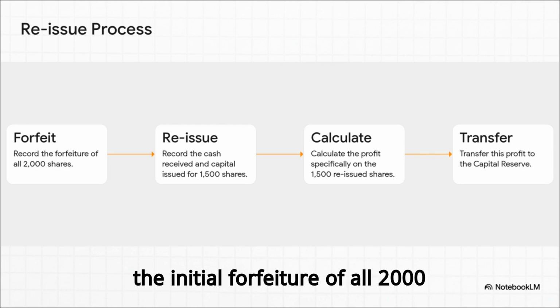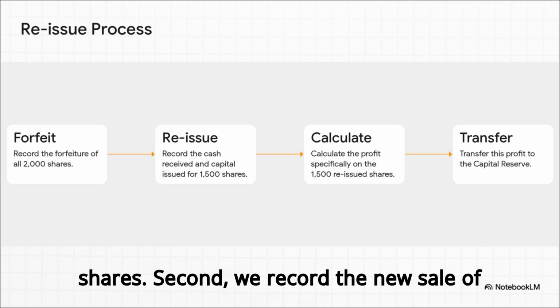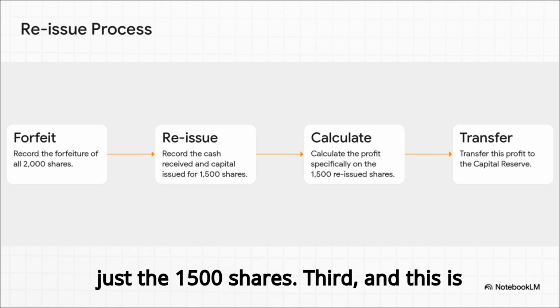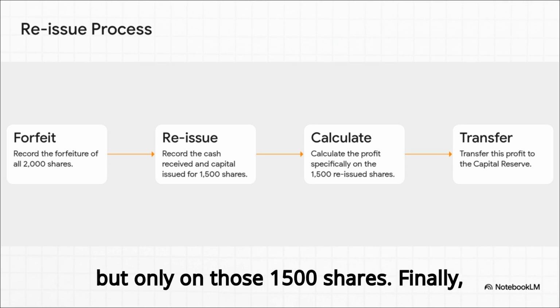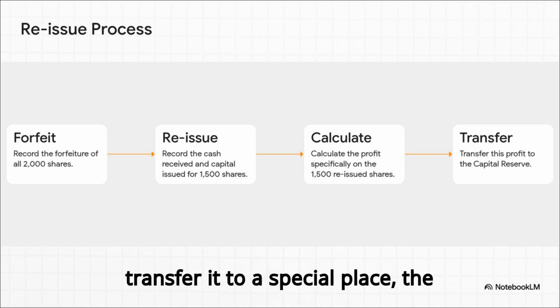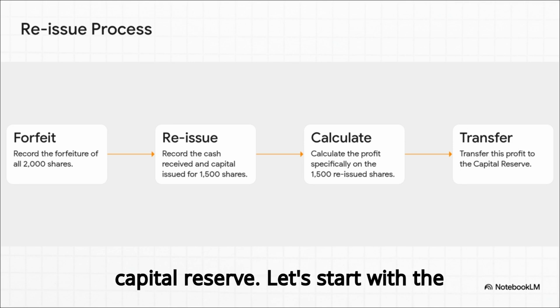First, we'll journalize the initial forfeiture of all 2,000 shares. Second, we record the new sale of just the 1,500 shares. Third, and this is the key, we have to calculate the profit, but only on those 1,500 shares. Finally, because this is a capital profit, we transfer it to a special place, the capital reserve.